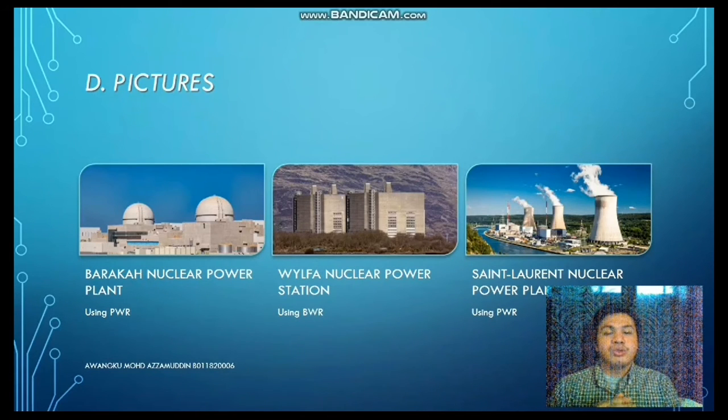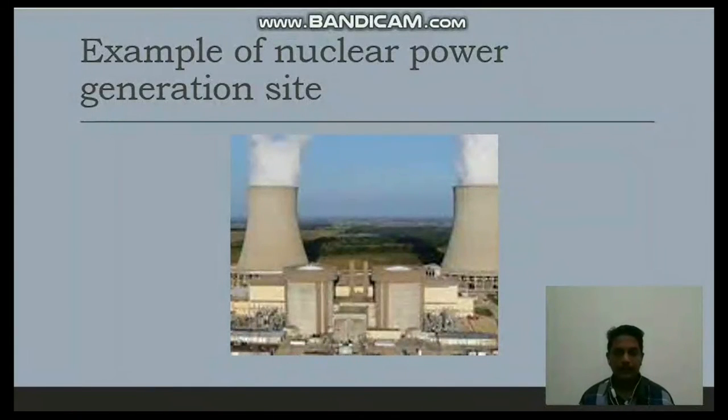There are many countries that use nuclear energy to produce electricity. In this slide, we can see three different power plants from three different countries that use nuclear energy. First is Barakah Nuclear Power Plant from the United Arab Emirates, which uses the pressurized water reactor. Second is Wylfa Nuclear Power Station from Wales, and it uses the boiling water reactor. The last one is the Saint-Laurent Nuclear Power Plant from France, and it uses the pressurized water reactor.